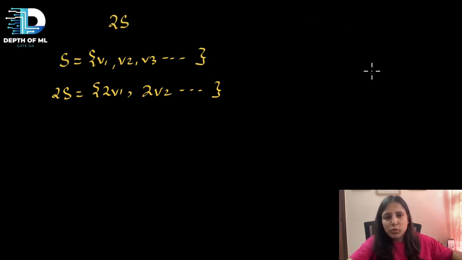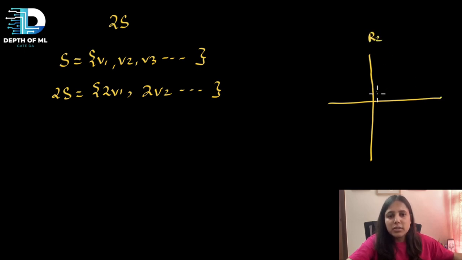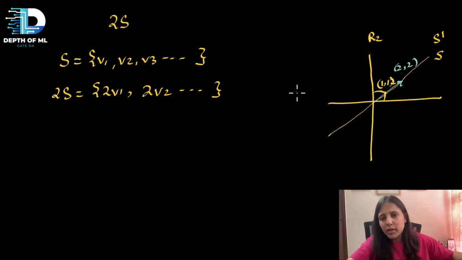So for example, suppose you had a vector space, this is R2, and in this you had this line as your space S. If 1 1 was a vector, this is 1 1. Now in this new space S dash, that vector will become 2 2. So by seeing this you can argue that this will be a valid subspace because it's just a linear combination of the existing subspace.